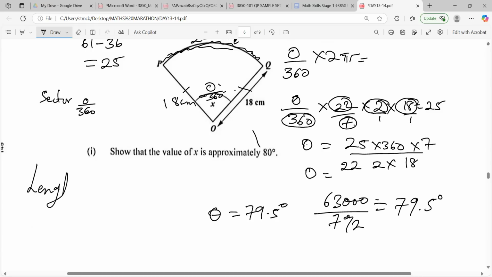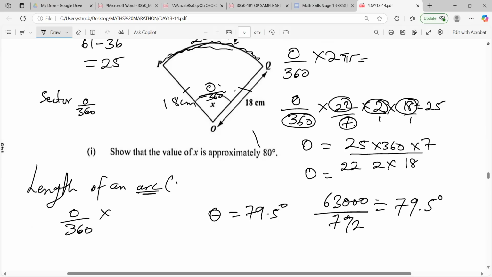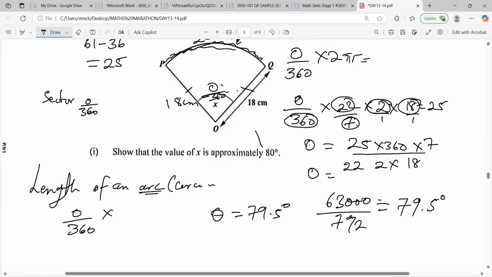If you want to find the length of an arc, this is how you find it: angle over 360. Because the arc is a fraction of the circumference, that's why we use the 2 pi r. If you want to find the area of the sector, they didn't ask us for an area this time, but it's normally angle over 360 times pi r squared. I'm trying to remember if these are on the formula sheet.